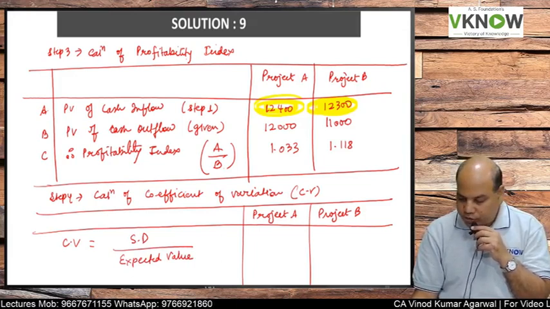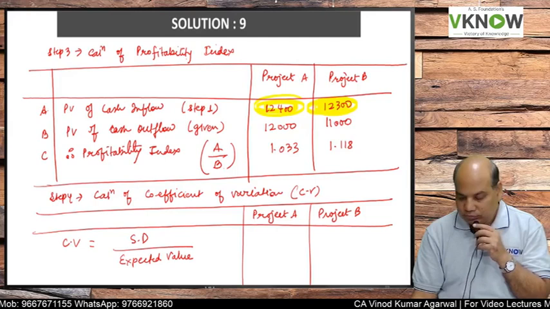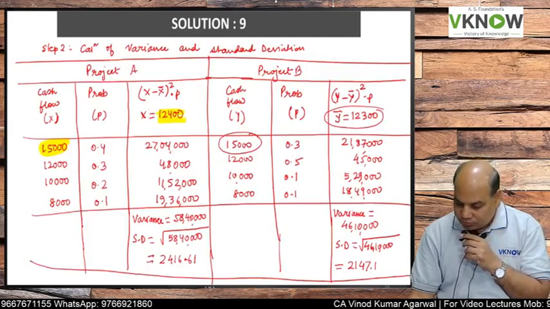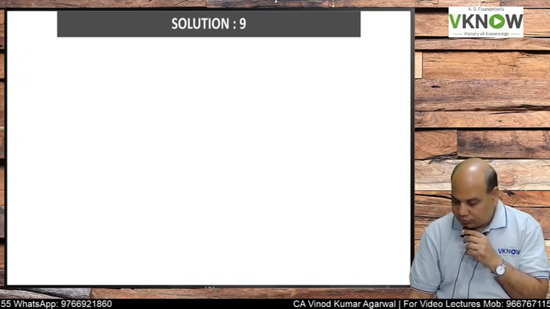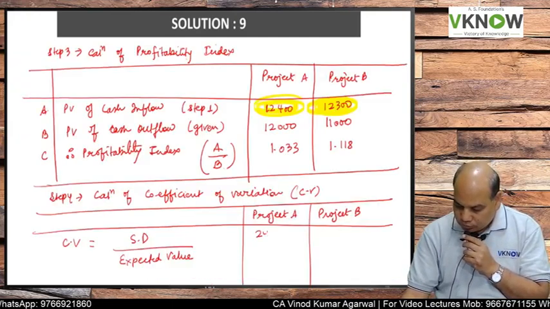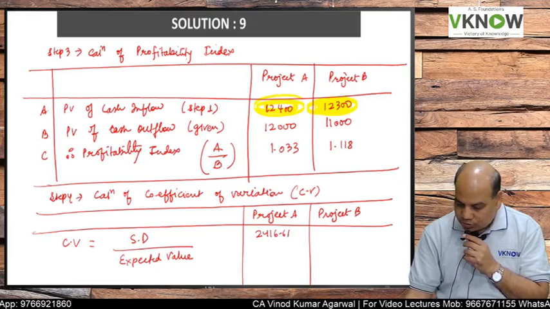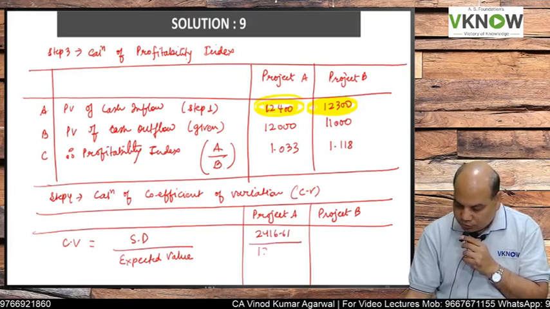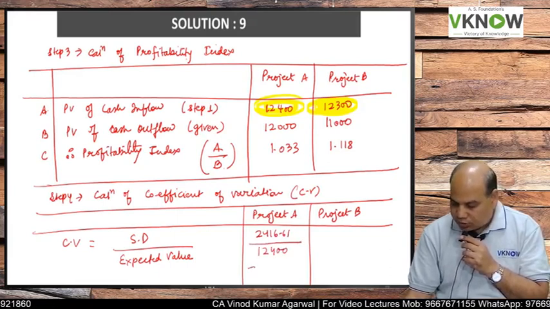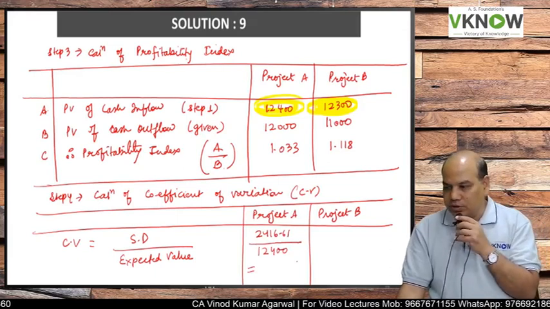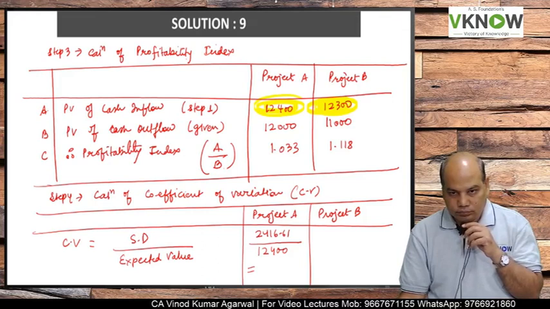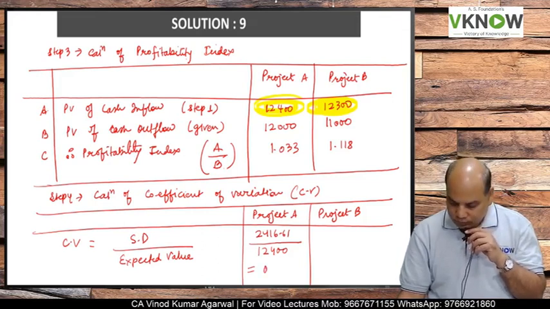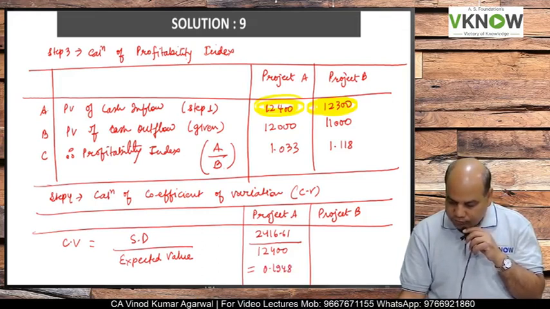Standard deviation of project A, previous answer, step 2 answer. Project A on the screen, 2416.61, this figure. 2416.61 and expected value is 12,400. Answer in points, answer in decimal. 0.1948.